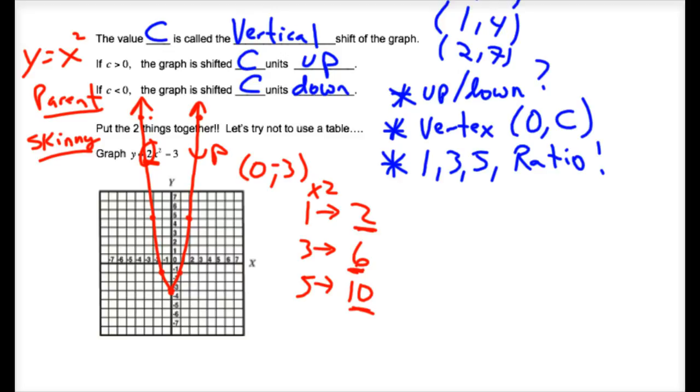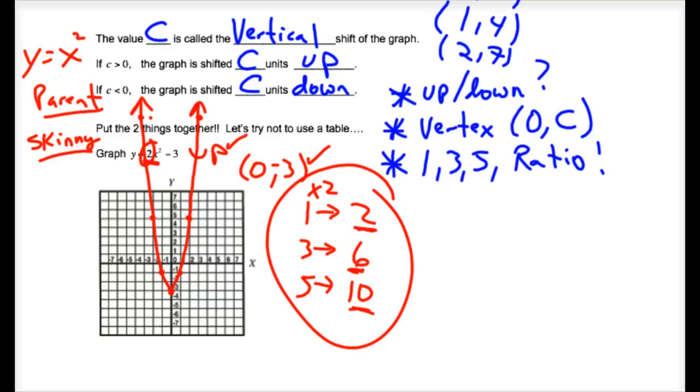Here's what you guys have to think about: which way it goes, up or down, and name the vertex. If A is positive, it goes up. If A is negative, it goes down. Every time. And then how do you find the vertex again? It's 0, C. So it's 0, whatever C is. On the parent function, what's C? 0. The parent function is at the origin. You guys can do this. That's what we did yesterday.